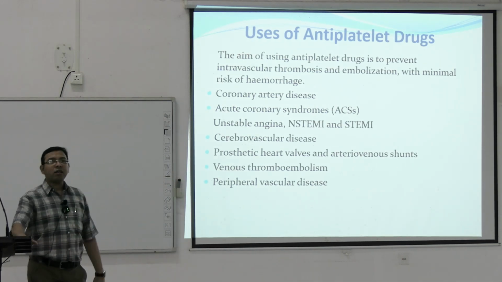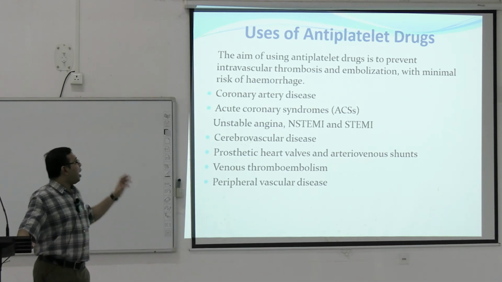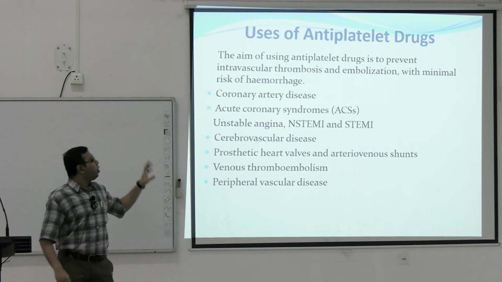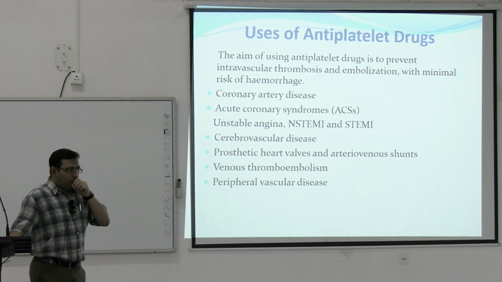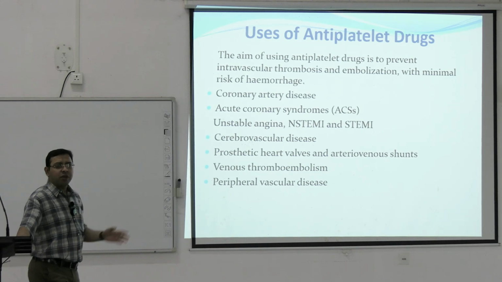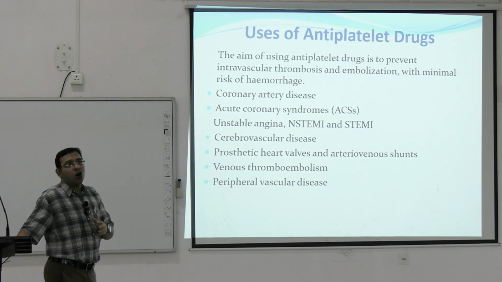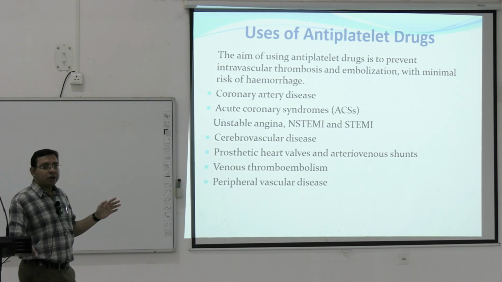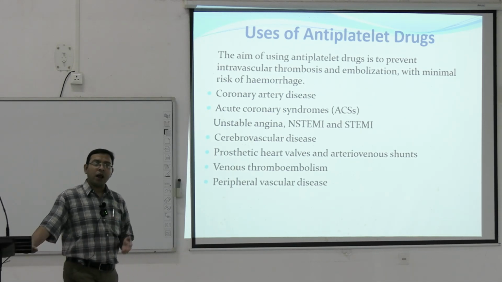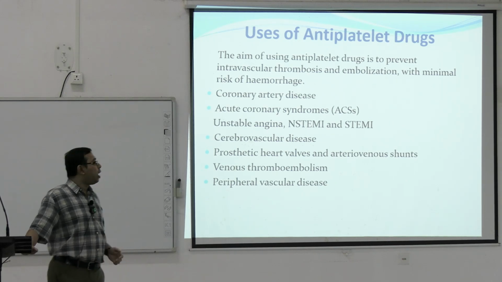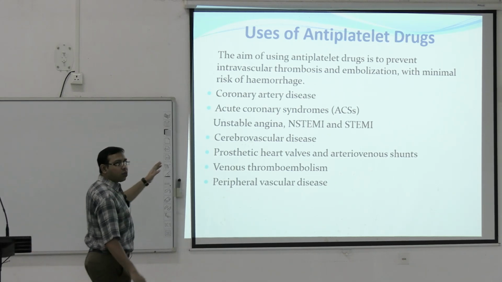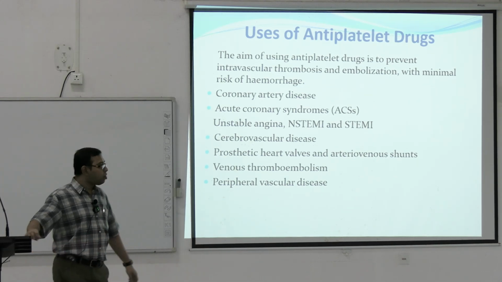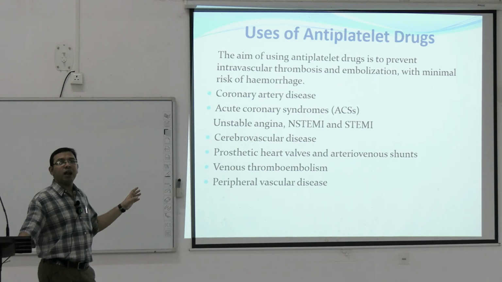So, what are these antiplatelet drugs used for? Uses of the antiplatelet drugs. The aim of these antiplatelet drugs is to prevent intravascular thrombosis and embolization with minimal risk of hemorrhage. This is the aim. So, already we have discussed, mainly we are using them in different types of coronary artery disease, acute coronary syndromes, unstable angina, NSTEMI and STEMI, that is the ST segment elevated myocardial infarction, and also non-ST segment elevated myocardial infarction, cerebrovascular disease like different types of strokes, prosthetic heart valves, arteriovenous shunts, venous thromboembolism and peripheral vascular disease.